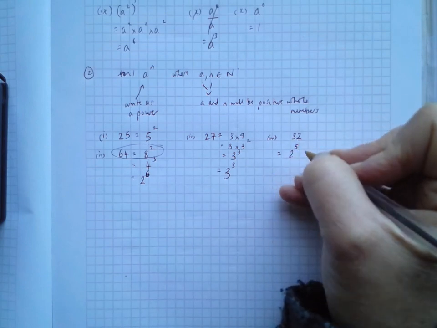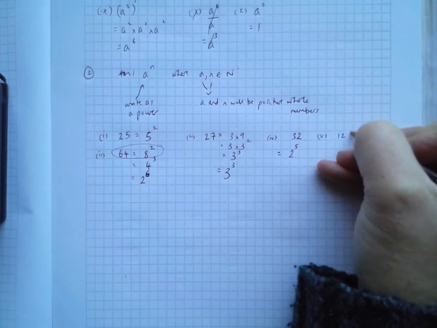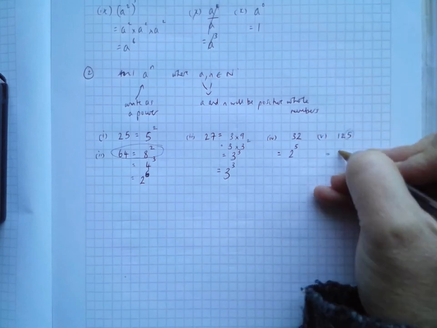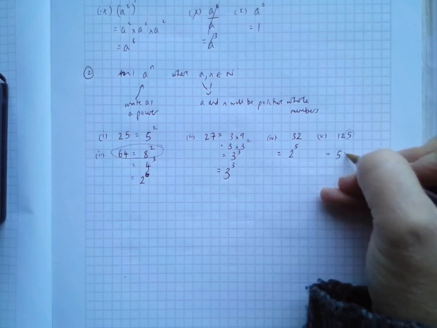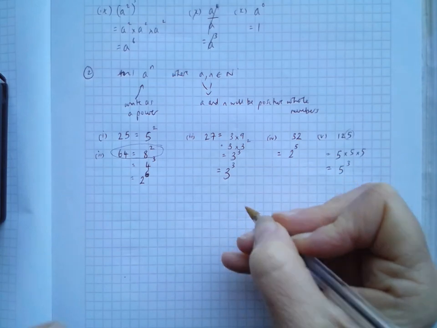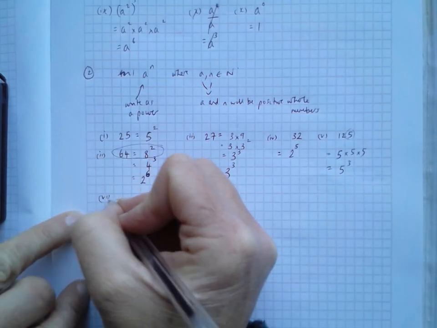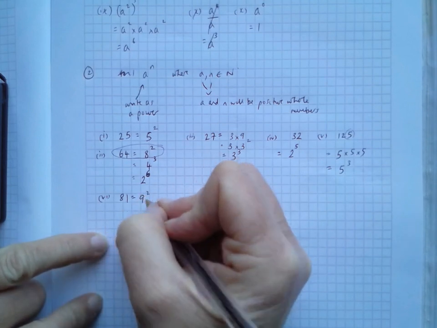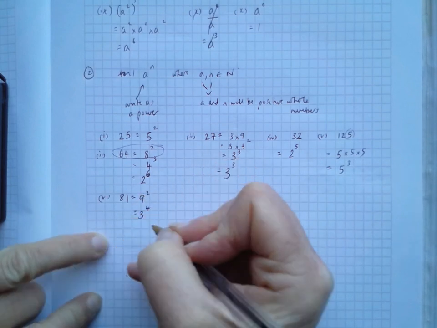Part 5, 125. That 5 at the end makes me think it's going to be 5 to the power of something, and indeed it is. It's 5 by 5 by 5, which is 5 cubed. And finally, part 6, 81. It's 9 squared, or maybe you'll have got it to be 3 to the power of 4. Either of those is good.